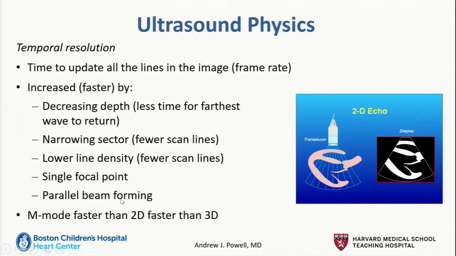And then finally, these are more minor points. Some transducers have multiple focal points. If you only have a single one, that will speed things up. And now some machines are also able to draw more than one line at a time, and I think it's intuitive, that makes sense, that you'd be able to speed things up as well. And then again, stepping back from this, M mode is faster than 2D, and that kind of makes sense. With M mode, its big power is you're only doing one scan line at a time, so that makes sense that that would have the best temporal resolution. That's faster than 2D, and 2D is faster than 3D.